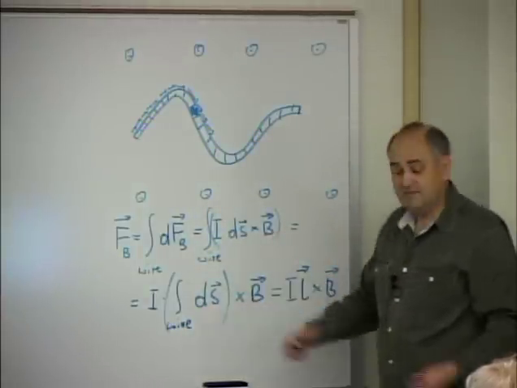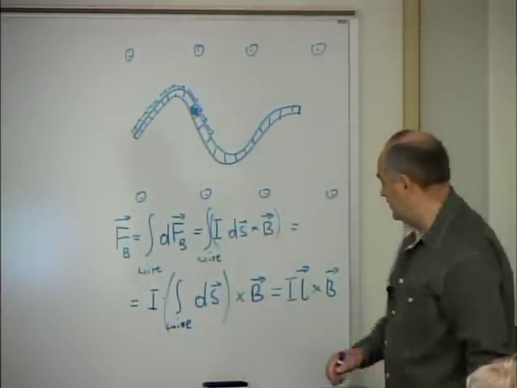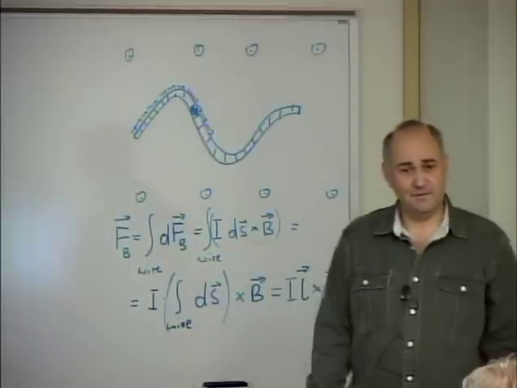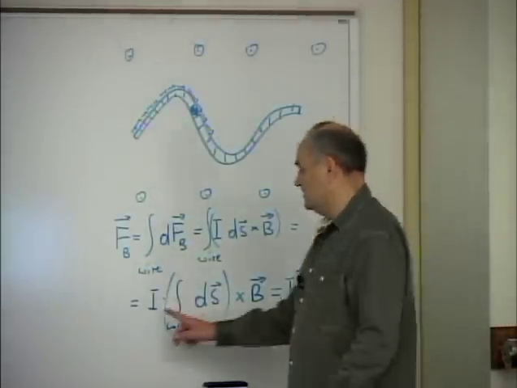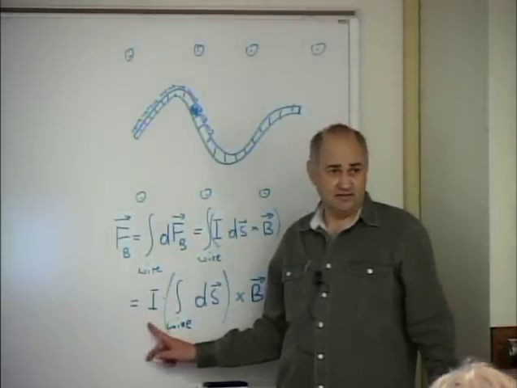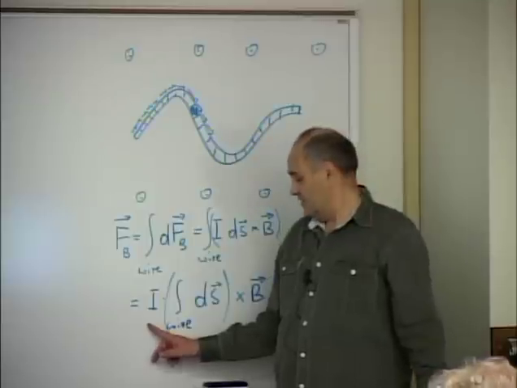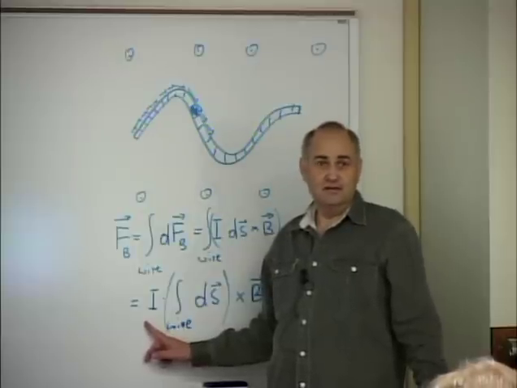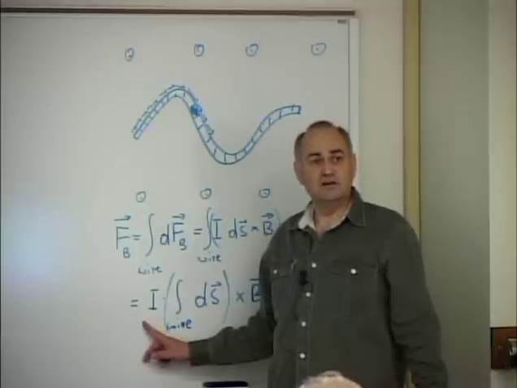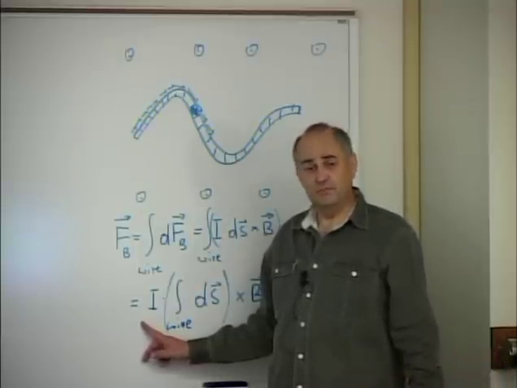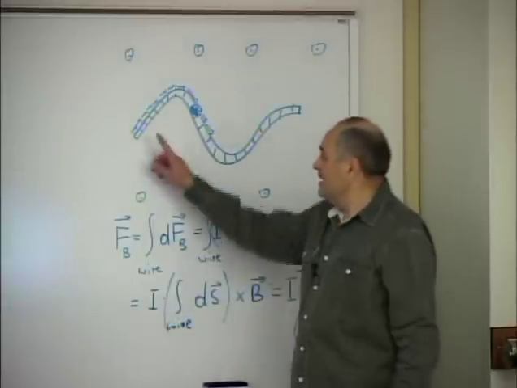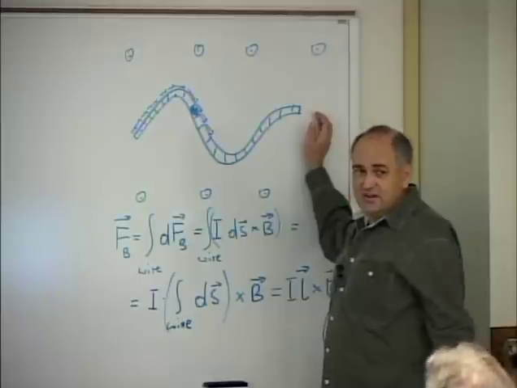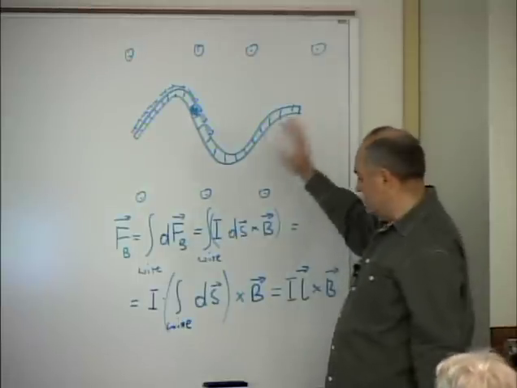Well, let's see now the next step. Is the next step possible for this type of wire? So can I pull out the current in front of the integral? Who votes? Who thinks that it's possible? Who thinks that it's wrong? Well, those of you who thought that it's correct, you were right. Current through each piece is the same. Recognize that the pieces really are connected in series over here.